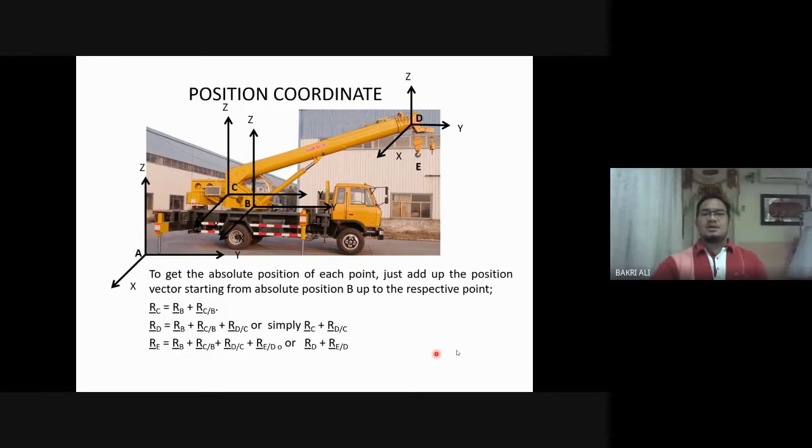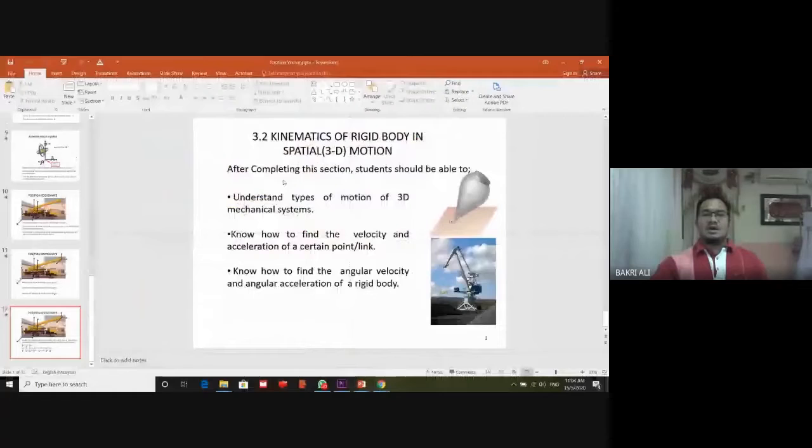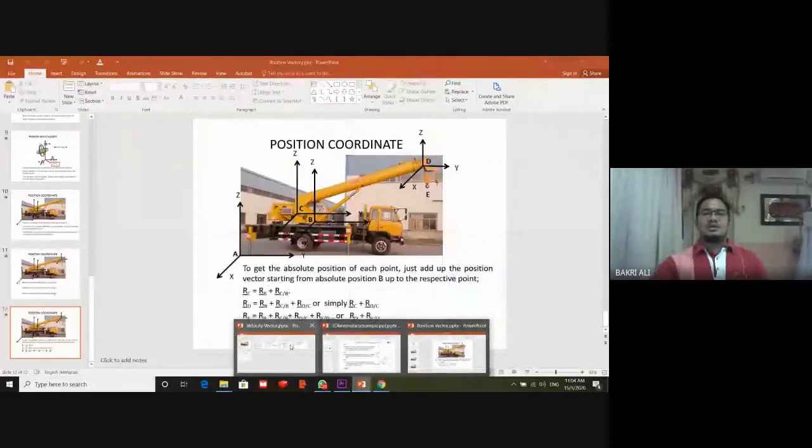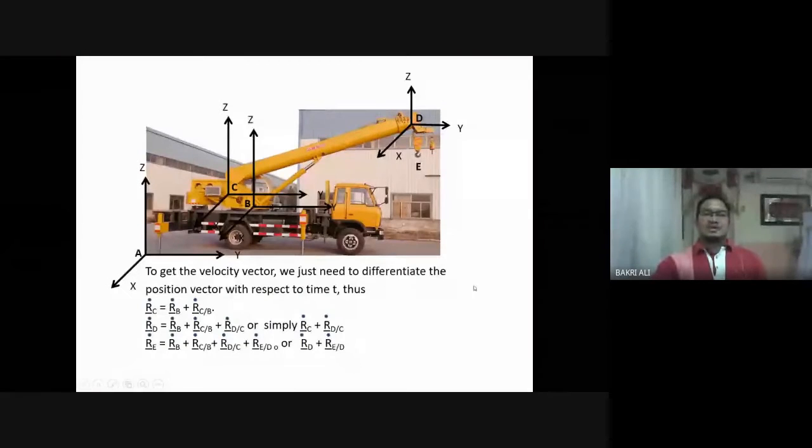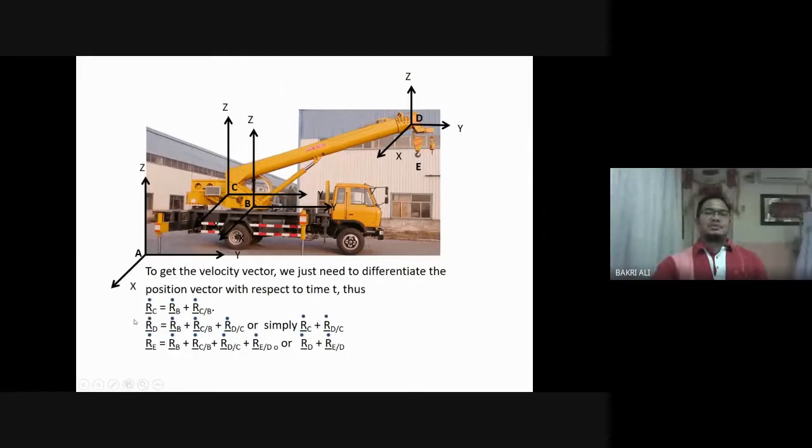Okay, so we go to the second, how to find the velocity vector. For the velocity vector, we just need to differentiate the position vector. RC dot, meaning the velocity of point C, equals the velocity of point B plus the relative velocity of point C referred to point B, and so on. For the last point, the velocity of point E equals the sum of the velocities from the global axis to the point E.